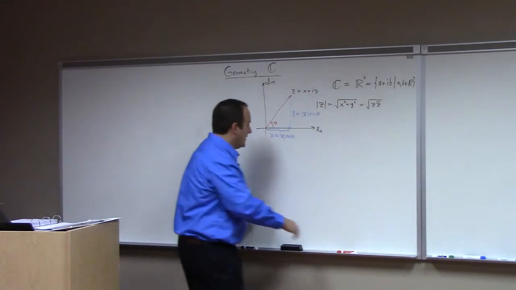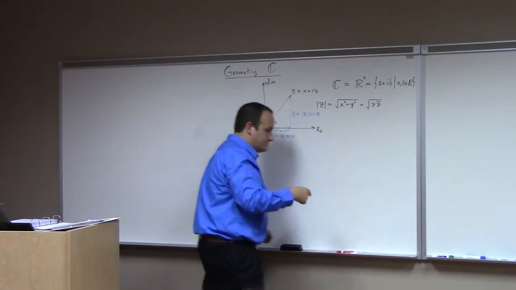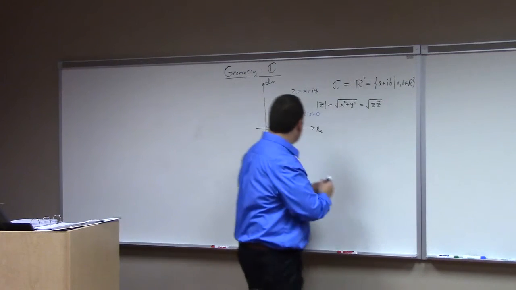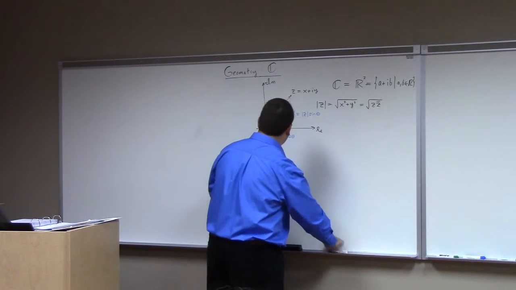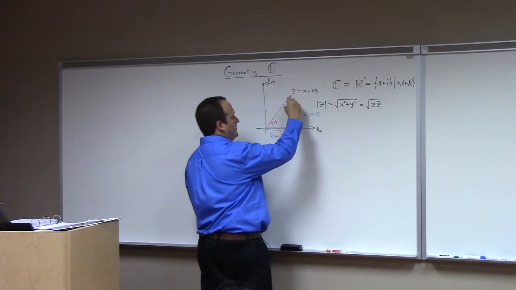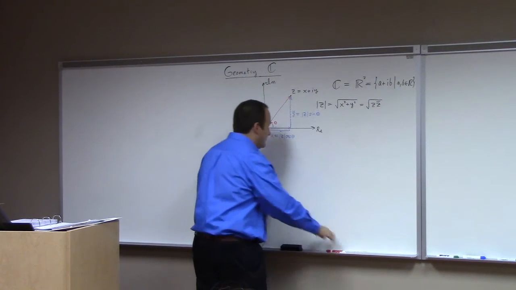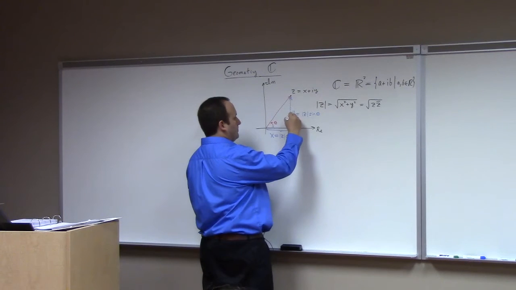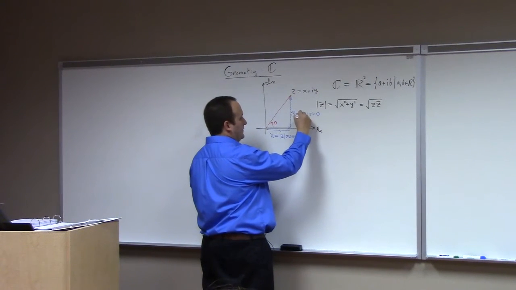This is the x vector component of z. Right? And the vertical piece is what? It's not y, right? This is actually iy, right? So let me add an i here and here.